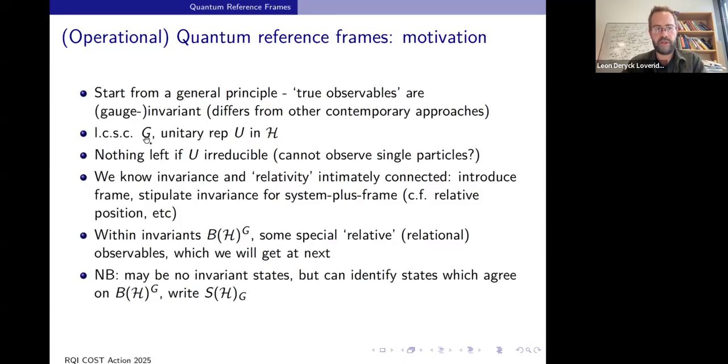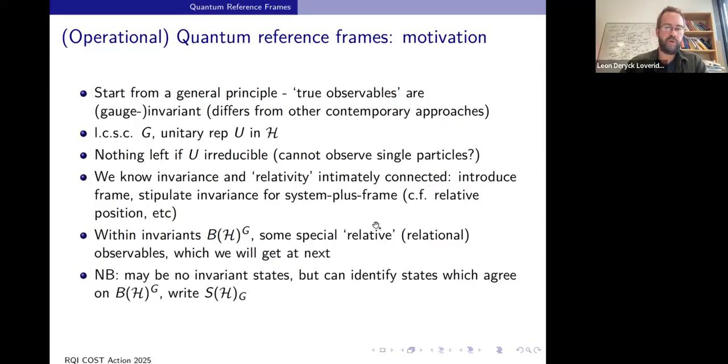So what we're going to have is a group, which is our symmetry group, or it might be a gauge group. I'm not really sure that it matters, but that's something I need to think about more. And we have some, say, unitary or maybe projective unitary representation of our group in the Hilbert space of our physical theory. As I said earlier, if U is irreducible, then there's nothing left, right? That's just a Schur type argument. So that's sort of a problematic situation. We can't observe single particles, even in principle. There are no observables. This hints that what we're really observing is not single particles, but the relationship of a single particle to something else.